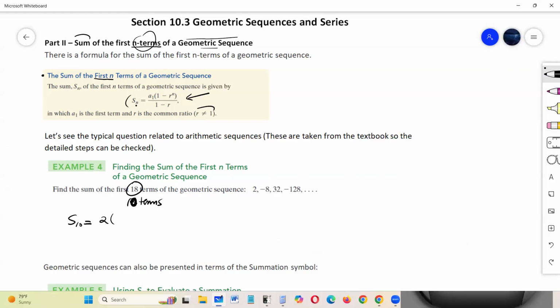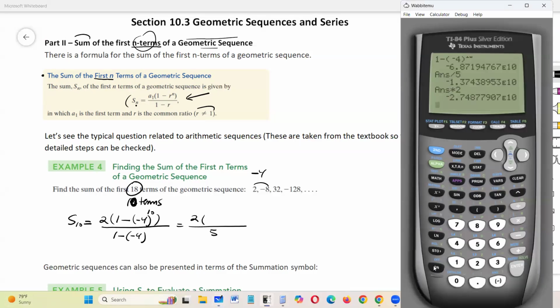A1 is 2. So this is 1 minus, the ratio is still negative 4, negative 4 to the 10th. And 1 minus negative 4, so obviously the denominator is still 5. I have 2. Now we can do 4 to the 10th. I think the TI-84 now is going to handle that. So I'm going to do 1 minus parentheses minus 4 close raised to the 10th. I think this calculator can handle this now.